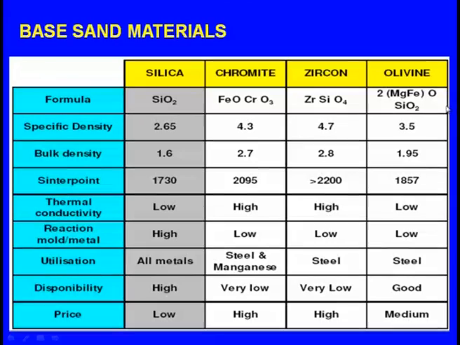Next one, this is the olivine sand. This is the chemical formula, 2MgFeOSiO2, and this is the specific density, and this is the bulk density, and the sintering point is 1857 degrees centigrade. Thermal conductivity is low, reaction with the molten metal is low, it is used for steel castings, and the price is medium or moderate.